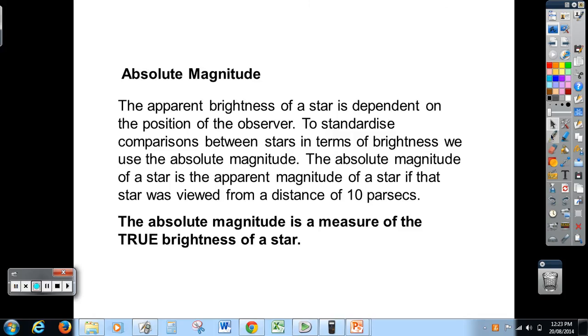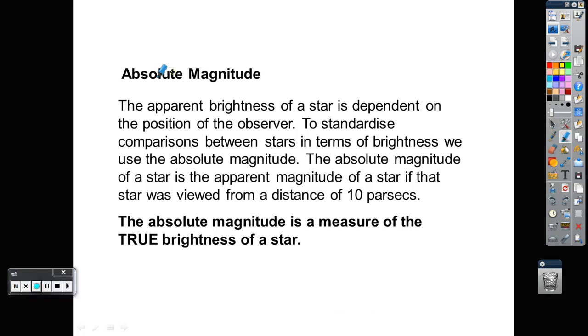Now, the second of our magnitudes is the absolute magnitude. The absolute magnitude, as we know, is a standard brightness. We can consider it to be the true brightness of the star. And to standardize the comparison, we say that it's the apparent brightness when we are standing 10 parsecs from a star. It's a true measure of brightness, but once again, we have to stand 10 parsecs from a star, which is nearly impossible. So our biggest problem in astronomy is to try and work out what absolute magnitudes of stars are.